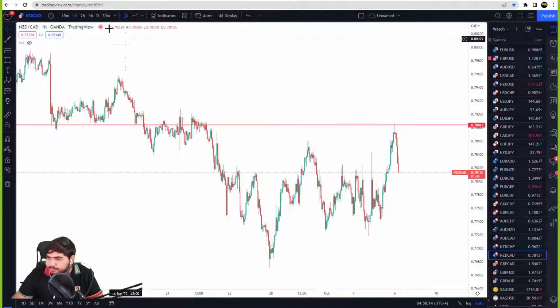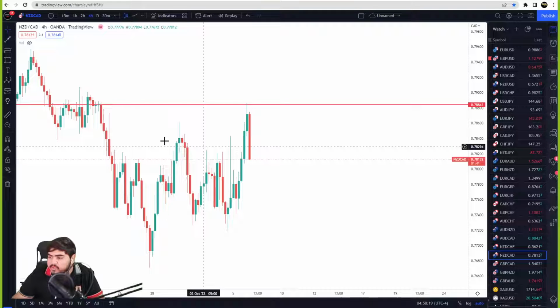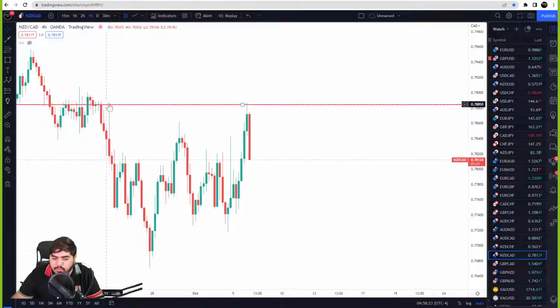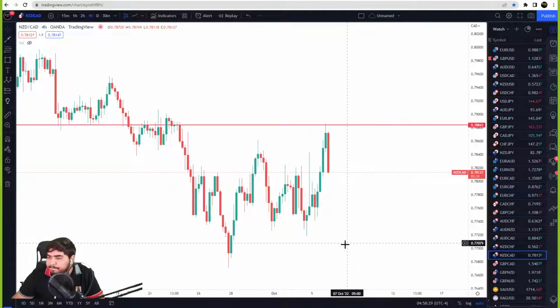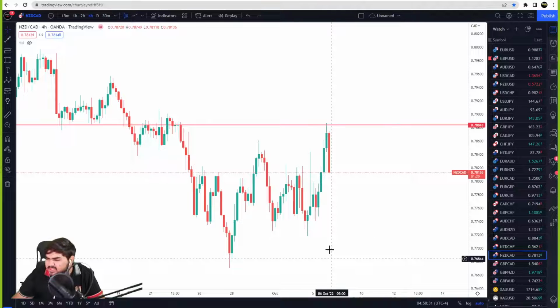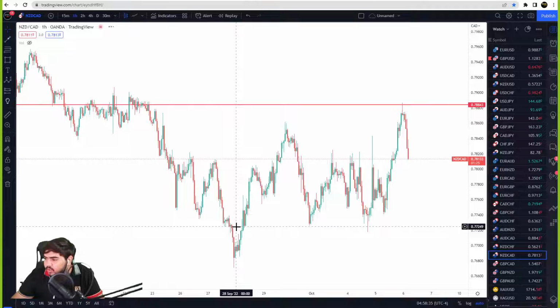NZD CAD, on the 4 hour time frame, this was a very, very good area of bearish order block. So price basically tested this area and is pushing lower from this zone. We'll see how this one goes. Now there's nothing to take a trade on right now on the NZD CAD.